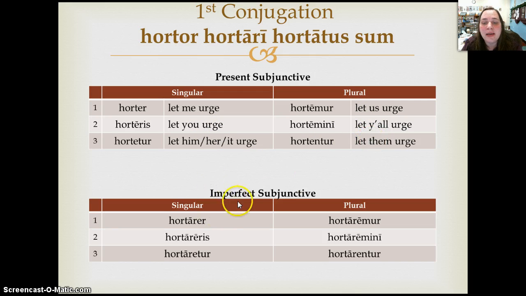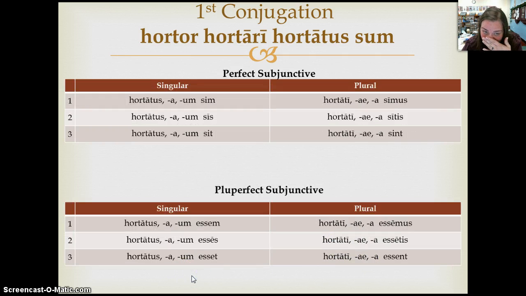Okay. The imperfect subjunctive forms with the sort of non-existent present active infinitive plus the ending. So again, there's a little wiggle room on the forms as you can see, but these are still passive forms. Okay, so hortarer, hortareris, hortaretur, hortaremur, hortaremini, hortarentur.